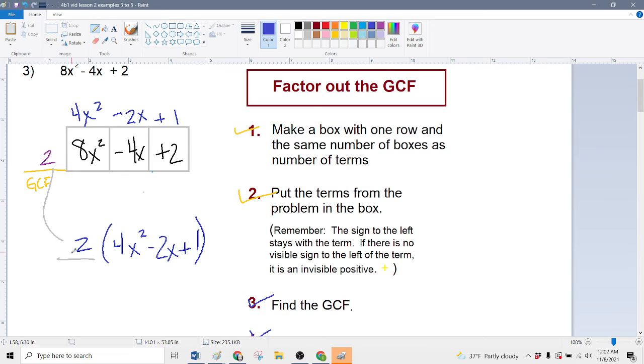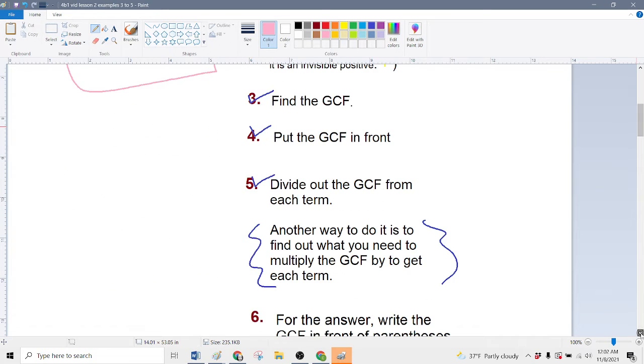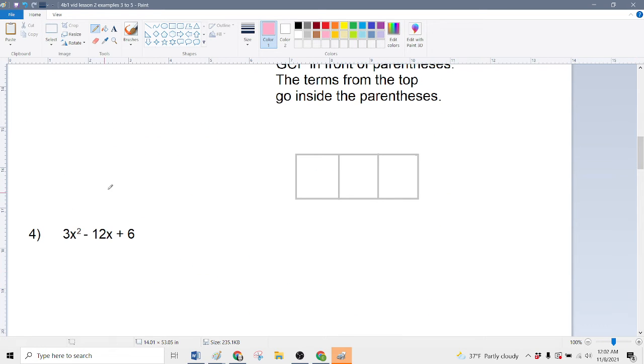I want you guys to be so careful when you're doing these kinds of problems, because dropping a negative or a sign, that's where you're going to get in trouble. Okay, so there's our answer. It looks like a multiplication problem, and that's how it should look. All right, factor out the GCF. That was example 3. Let's go ahead and try example number 4.